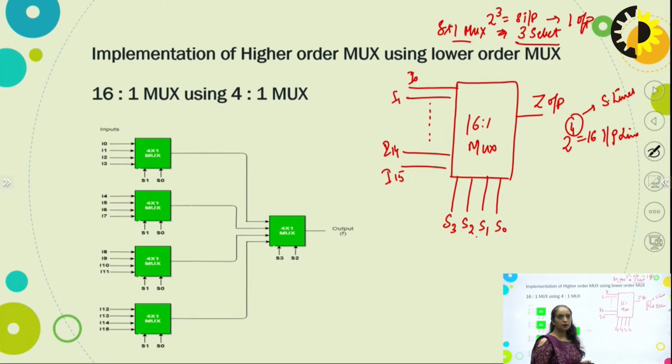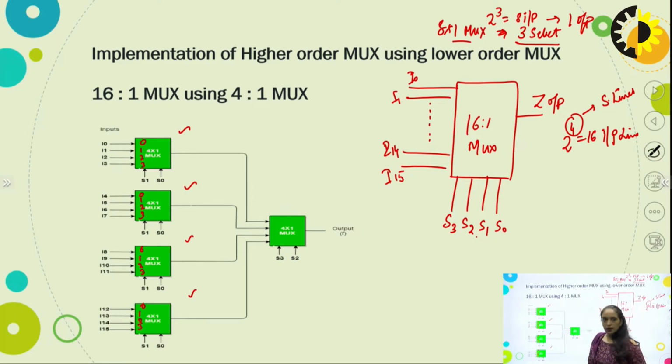If you draw this block diagram, write its equation and make the gate level circuit diagram, it will be very complex. So a better approach is to use the lower order multiplexer to realize the higher order multiplexer. To realize this 16 cross 1 multiplexer, we are going to use these 4 cross 1 muxes. The selection lines are common to each multiplexer. Here we have positions 0, 1, 2, 3. These multiplexer blocks are identical, so their positions will be the same: 0, 1, 2, 3, 0, 1, 2, 3, 0, 1, 2 and 3.